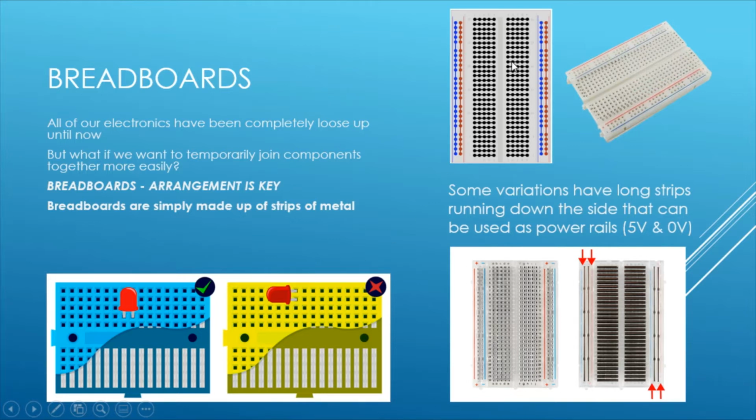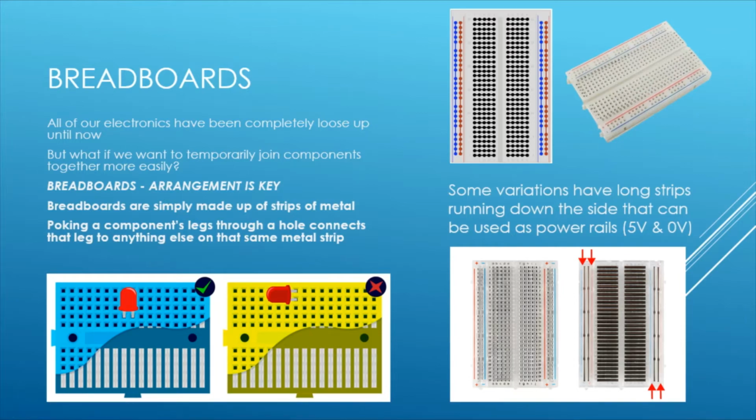Some variations of breadboards, so here you can see all the connections across here, across the short side, will have these longer ends, which are usually highlighted in red or blue. And they essentially have long metal strips. And this is usually where you connect your power supply to, like you connect your 5 volts and your 0 or ground to the blue. Okay, so essentially poking a component's legs through a hole connects that leg to anything else on the same metal strip.